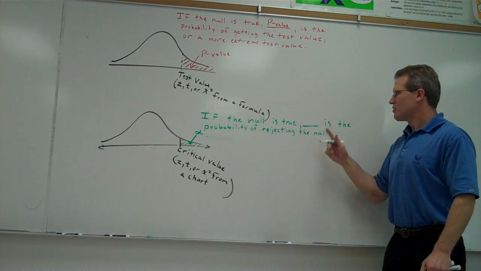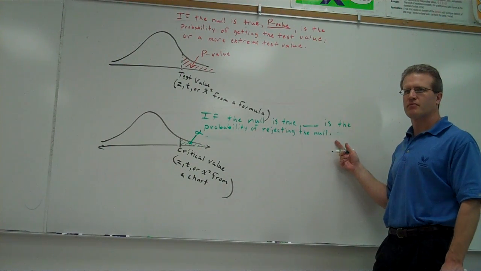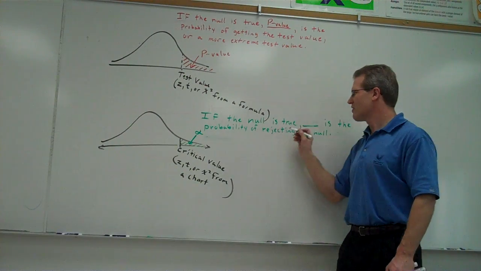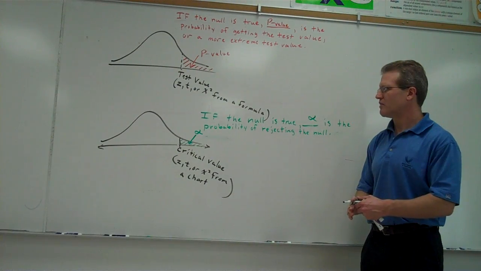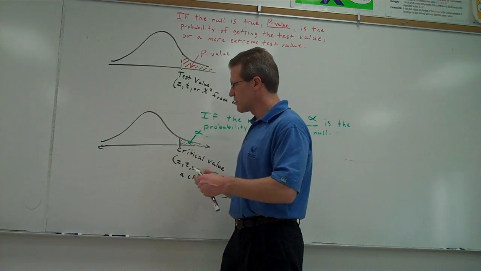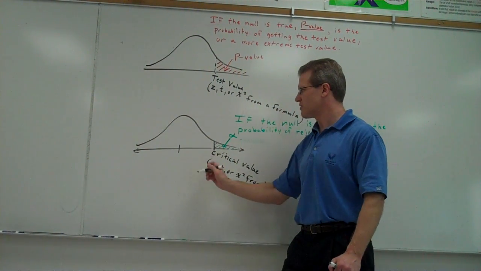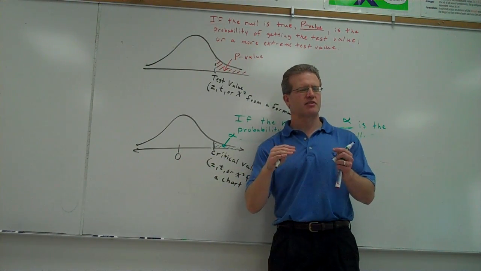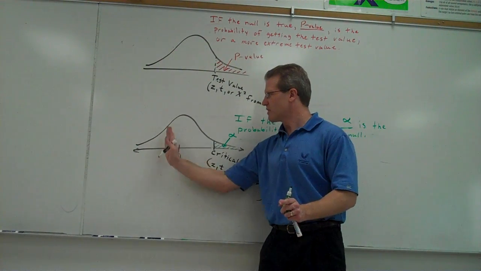If the null is true, blank is the probability of rejecting the null. What do you think that is? I just said it a minute ago. That's what alpha is. Alpha is this area. Okay? If the null is true, the null always says that there is no change or no difference between whatever we're looking at. Okay? So the null's out here in the middle at 0. It's saying that two things are equal, or that the hypothesized mean maybe equals the sample mean, those types of things. We're saying that we're in here somewhere.